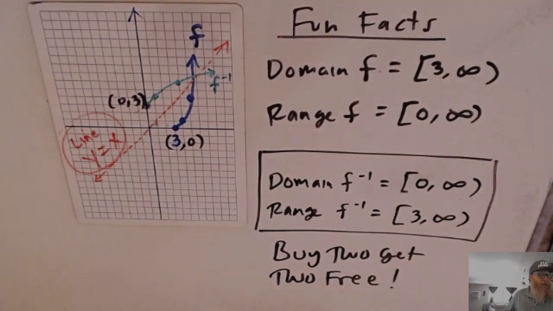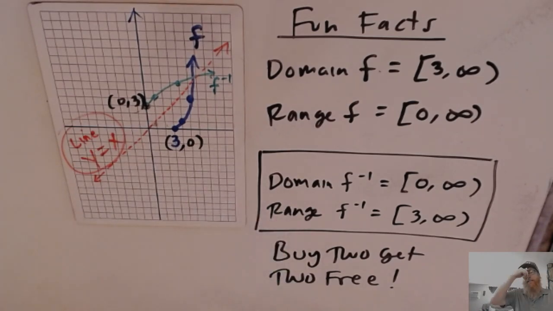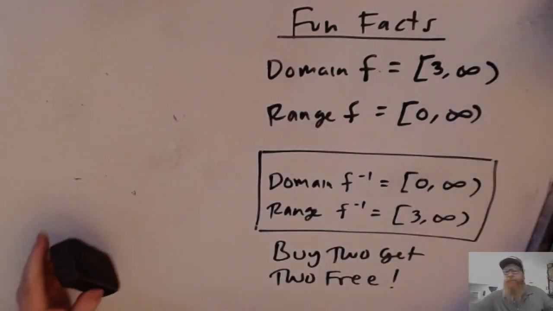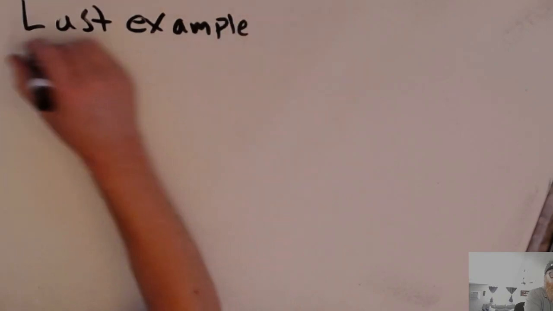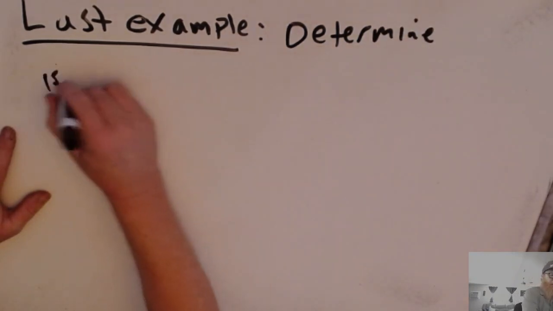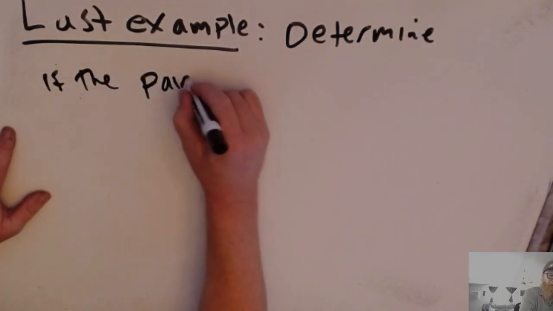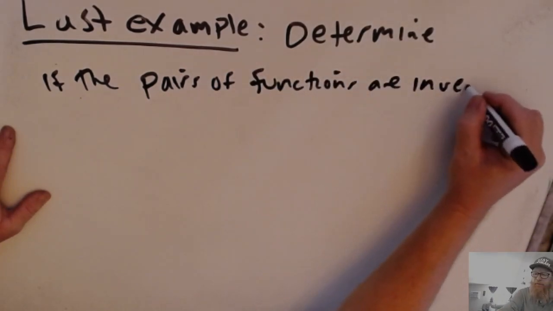The last thing we're going to talk about is what's called the inverse test. You can actually test to see if something is an inverse. Determine if the pairs of functions are inverses.